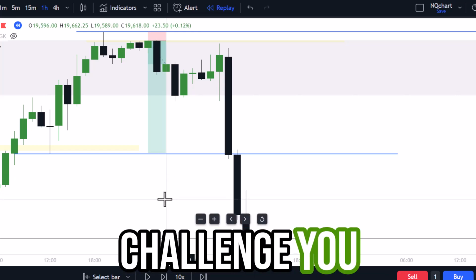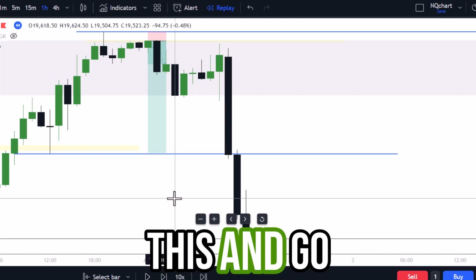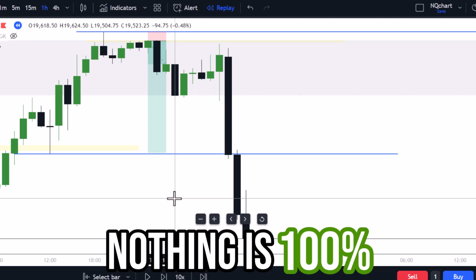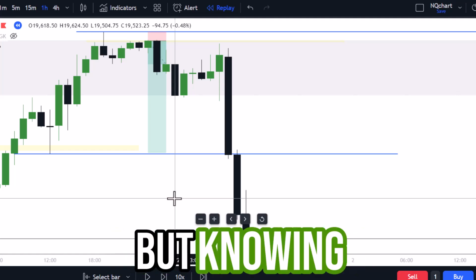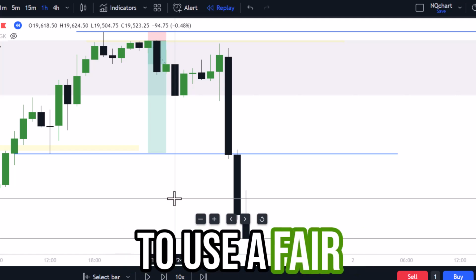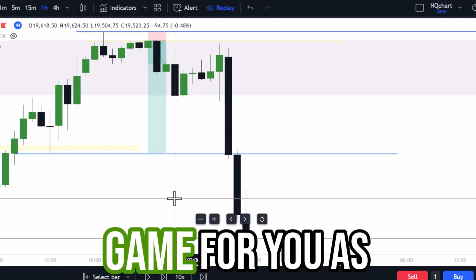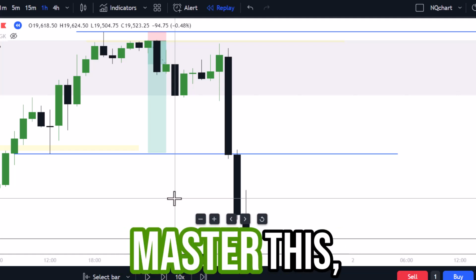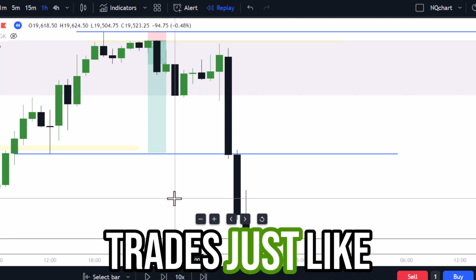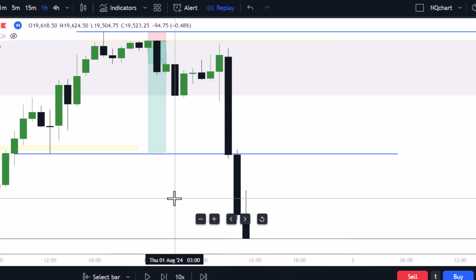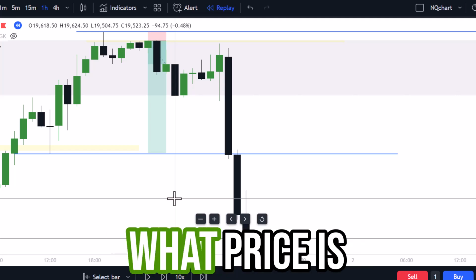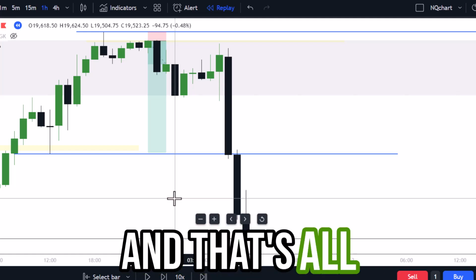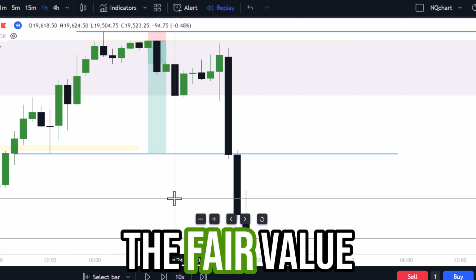I challenge you to really add this and go ahead and backtest. Backtest this tool. Nothing is 100% perfect, right? But knowing how to use a fair value gap changes the game for you as a trader completely. Because if you really truly master this, you can take trades just like this on day one, because you understand what price is respecting, what it's disrespecting, and that's all from your knowledge of the fair value gap.